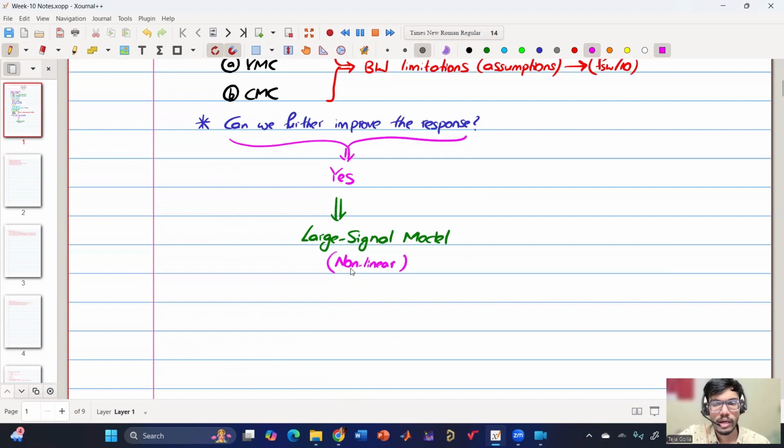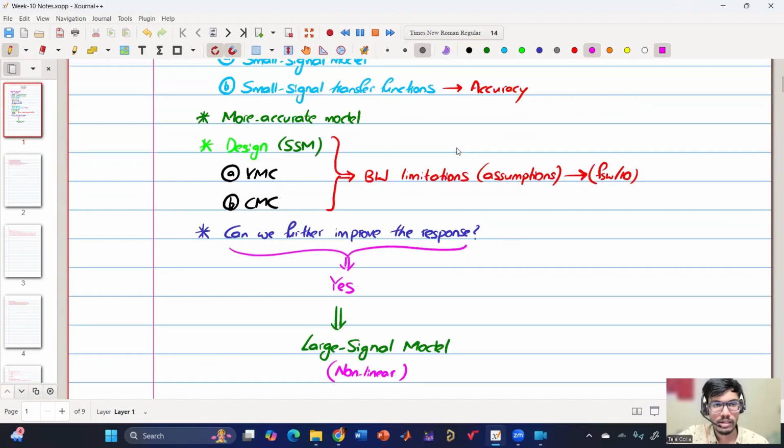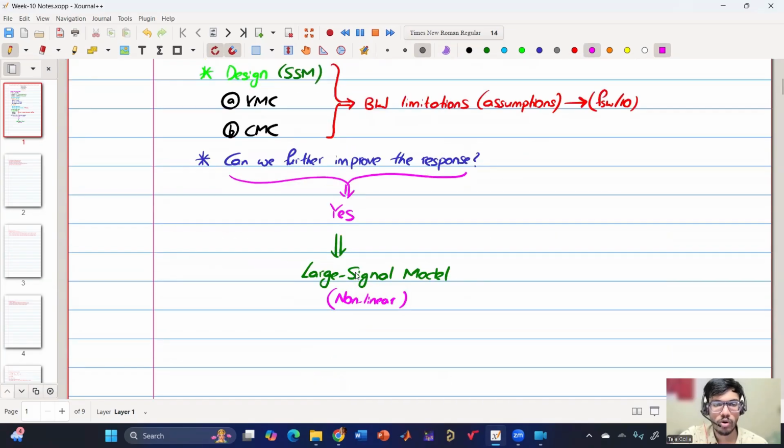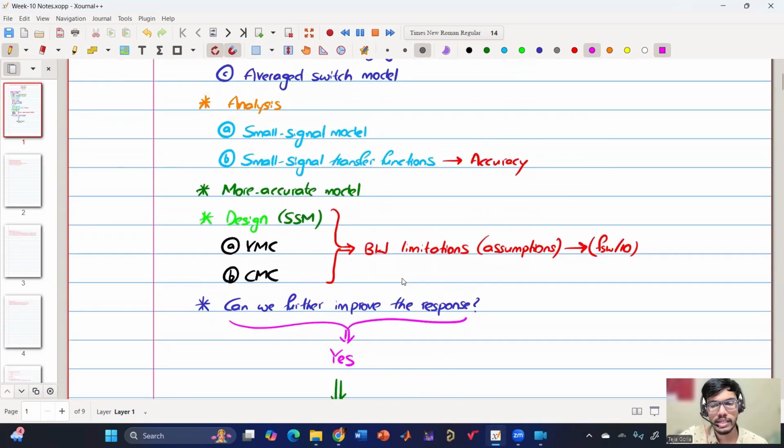Because if that much performance or that much response is not needed, and in most of the cases it might not be needed, then in 90% of the cases, in the existing products as well as the majority of the applications, people do small signal model based design and it meets the requirements. So if this is serving the purpose, why go for large signal model, which is more complicated? So that's why it is equally important to learn the small signal model based controller design.